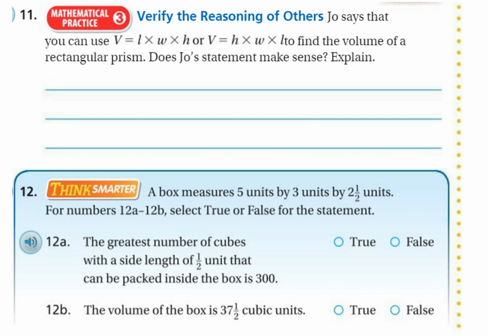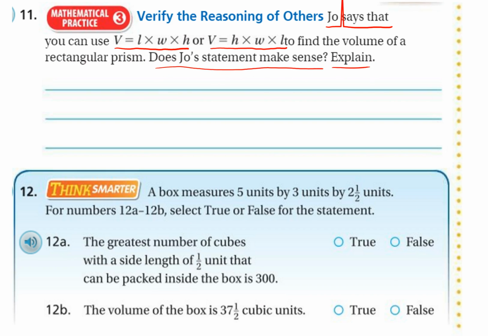Okay, verify the reasoning of others. So let's look at what Joe has. Joe says that you can use volume equals length times width times height, or volume equals height times width times length to find the volume of a rectangular prism. Does Joe's statement make sense?